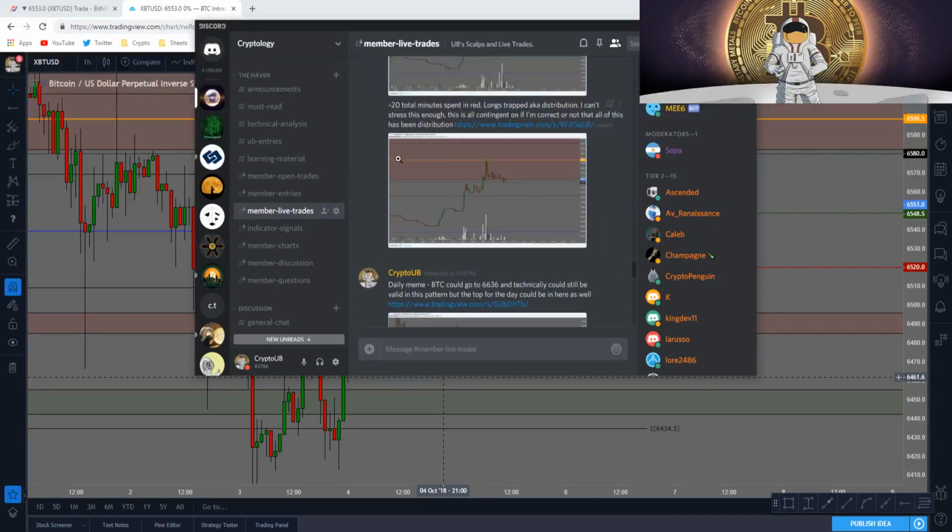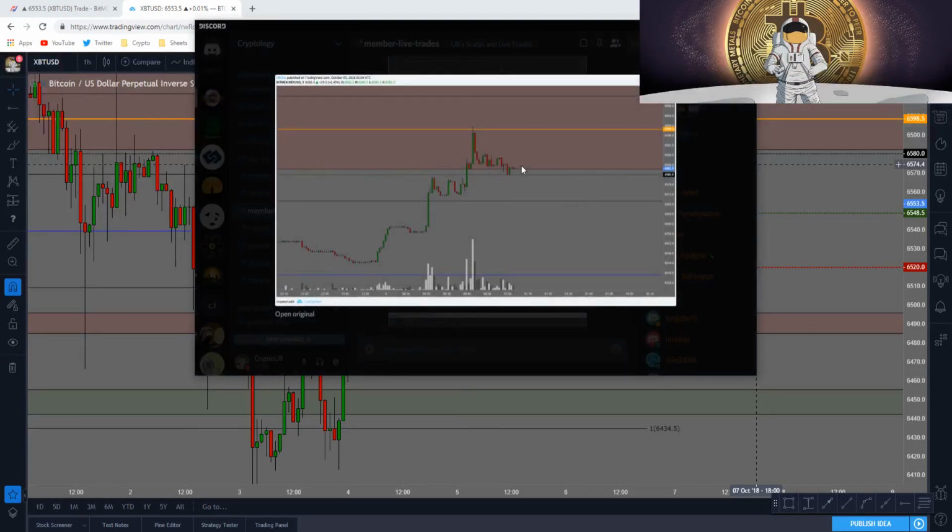I can't stress this enough. This is all contingent on if I'm correct or not that all of this has been distribution. And I'm still confident that this move has been straight up distribution, and I still could be wrong. But I'm not wrong about the move that happened last night because it already happened.